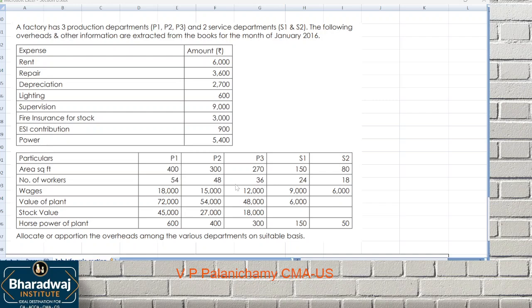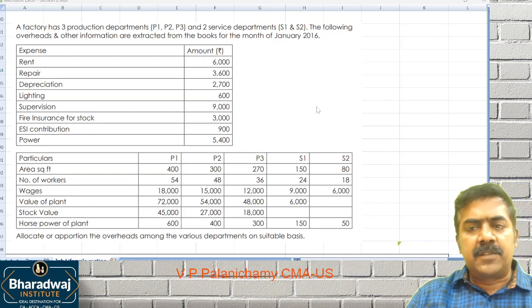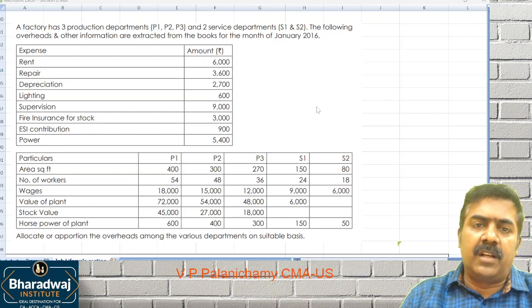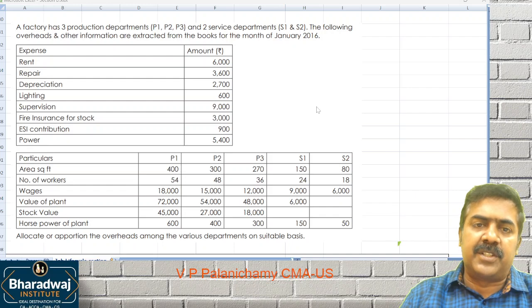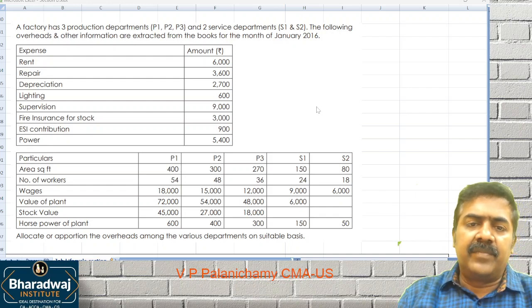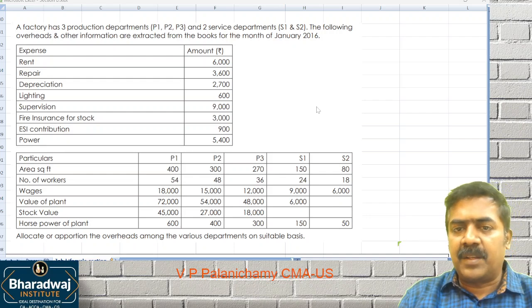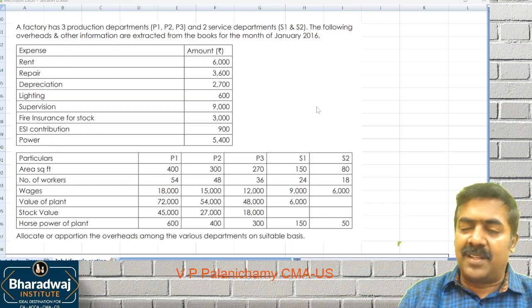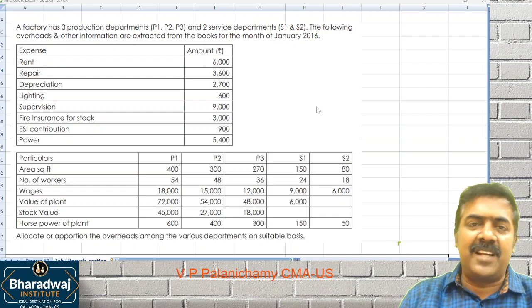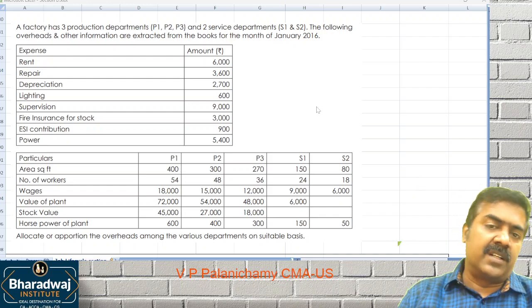Rent can be based on area. Rent can be based on which one? Area. Then repair is based on which one? Value of plant. And allocate the ratio. Depreciation, again we calculate depreciation as a percentage of machine value. Lighting and heating, they should have given number of light points, AC points. They have not given. So based on area, because the power consumption for light depends on the size, area. Supervision is based on number of workers.